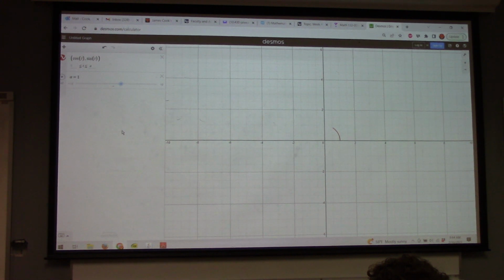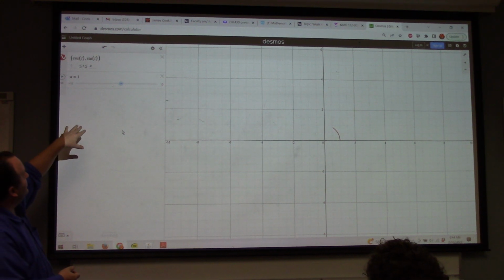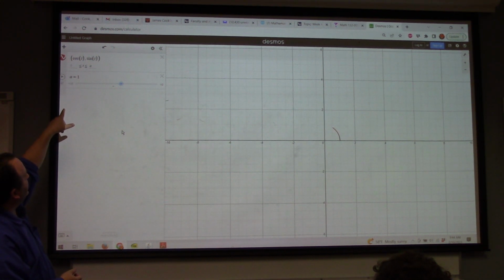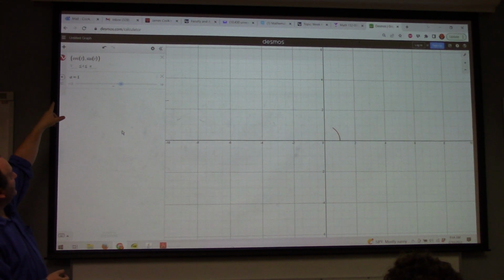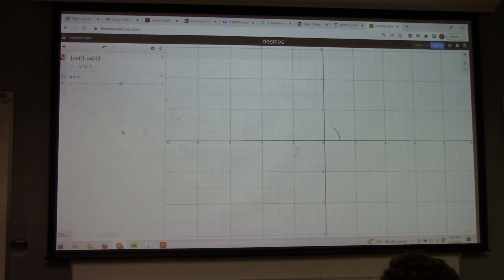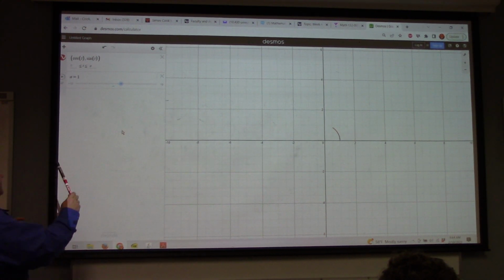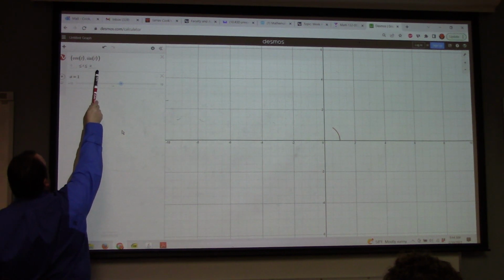I plug in a t, it gives me a point out. So this is a software that'll help you, desmos.com, free. And it's nice because it allows you to add sliders. So what I'm looking at here is cosine t, sine t, plotted over the range of the parameter. Oh man, I really was not going to talk this much about parametric equations today, but you guys are asking me, so I'm doing it.